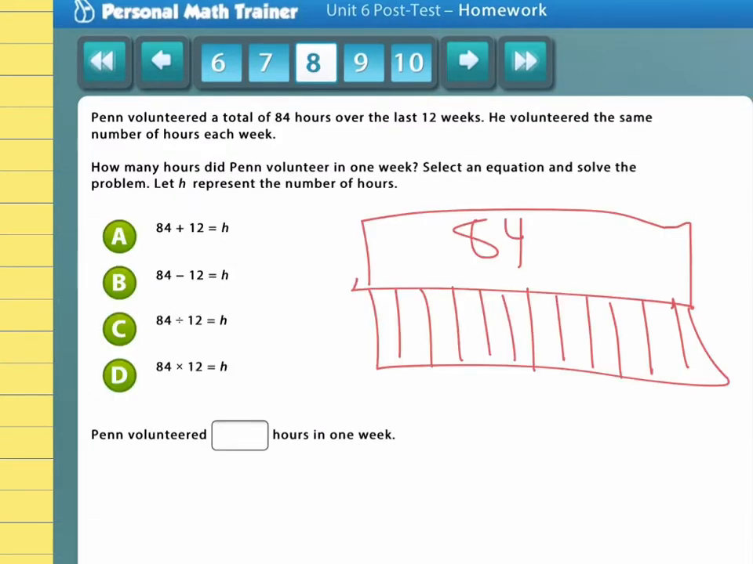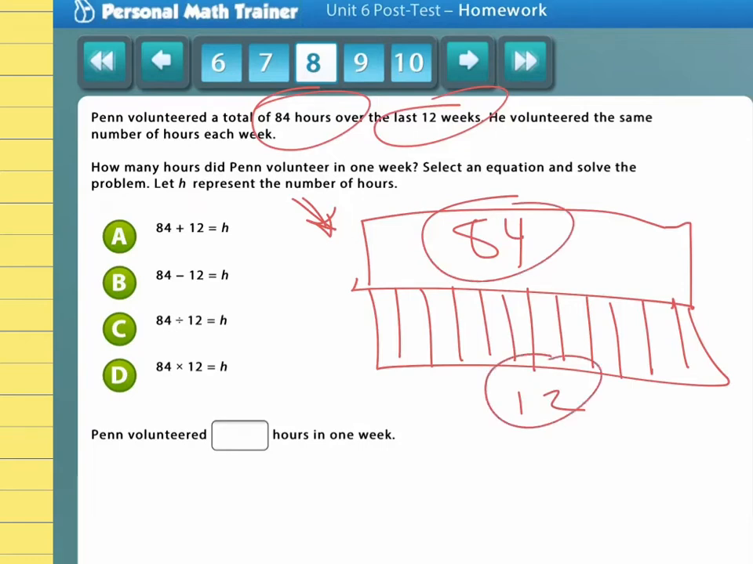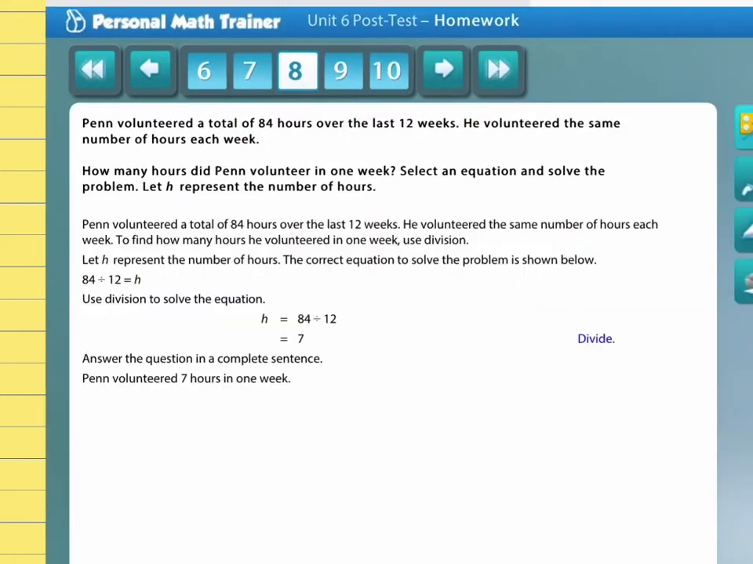Penn volunteered a total number of 84 hours over 12 weeks. So what I've drawn here is a comparison, a fraction bar model. 84 is the total, and the parts are 12 parts. This is 12 parts here. And so we're going to take 84 and divide it by 12 to figure out how many hours he volunteered each week. So I'm going to use the equation C. And then we just simply divide 84 by 12 to get our answer. And the answer should be 7, because 7 times 12 is 84. Let's check it out. All right, there you go. So it's 84 divided by 12 is 7. Penn volunteered 7 hours each week.